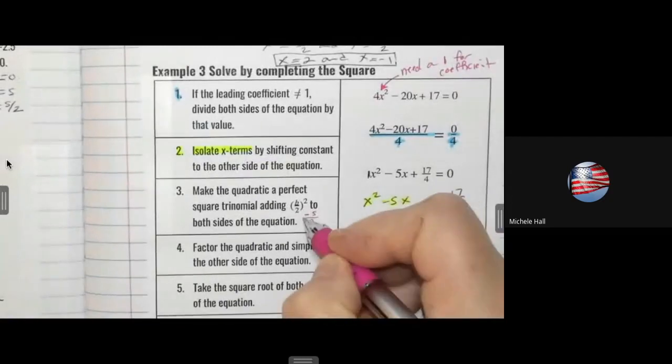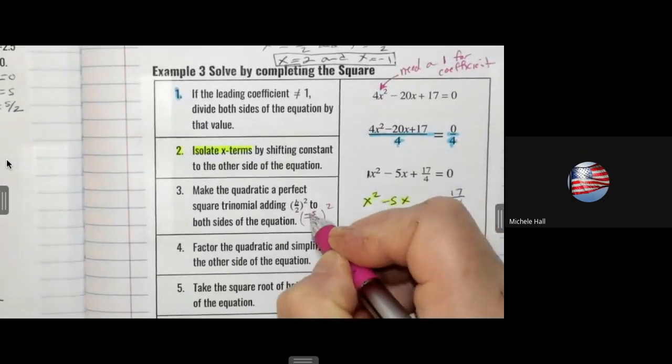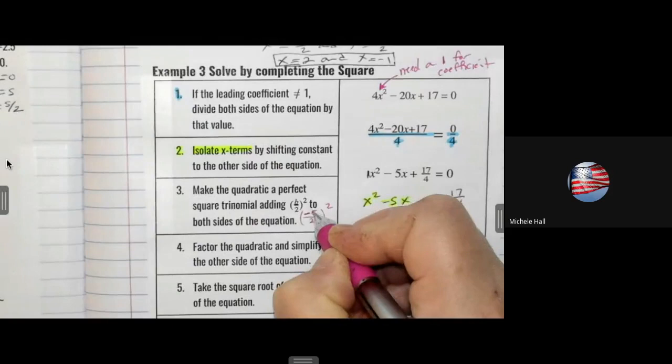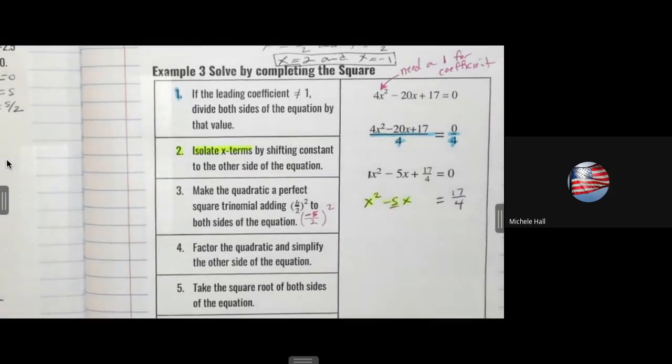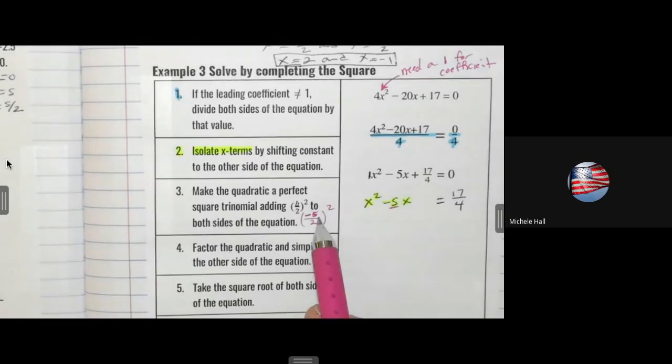And then we're going to put parentheses around it and we're going to square it. So the negative 5 is b. Negative 5 is this b term right here. Negative 5 came from b. We have to half it and then square it. So what's negative 5 times negative 5?